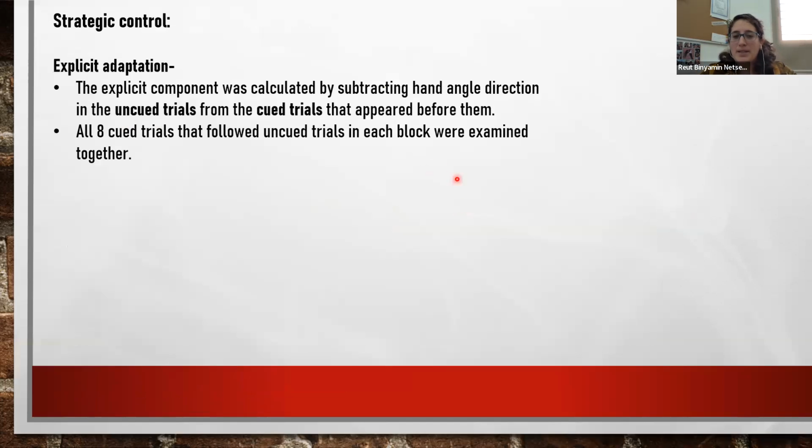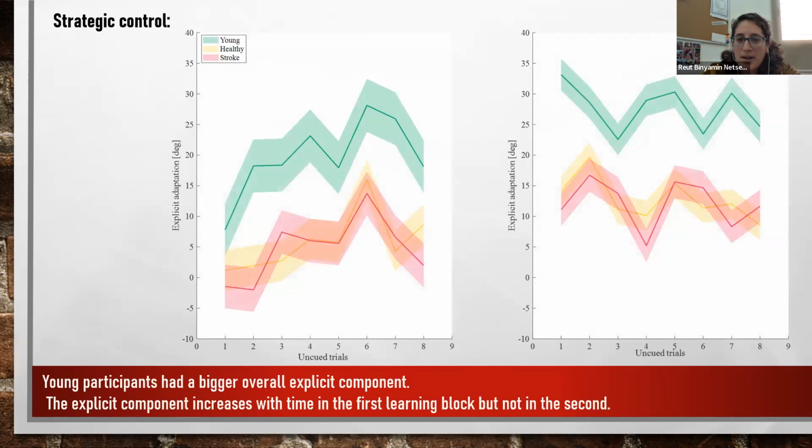We're looking at explicit adaptation. We calculated the explicit component by subtracting head angle direction in the uncued trials from the cued trials that appeared before them. We had eight of those per block. We can see here that the young participants had an overall bigger explicit component, and the explicit component increases with time in the first learning block, but not in the second learning block.